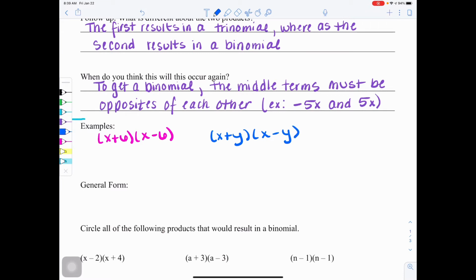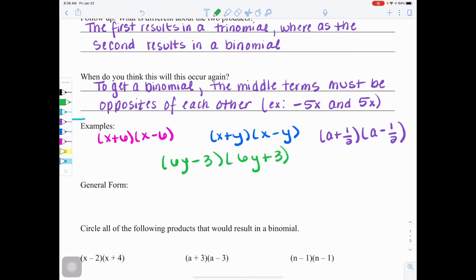Let's throw in some fractions. So a plus 1/2 and a minus 1/2 would be an example. We could also have an example like 6y minus 3 times 6y plus 3. So it doesn't have to be just a single variable in the first position. It's okay that it's 6y, or let's say y squared, or anything.